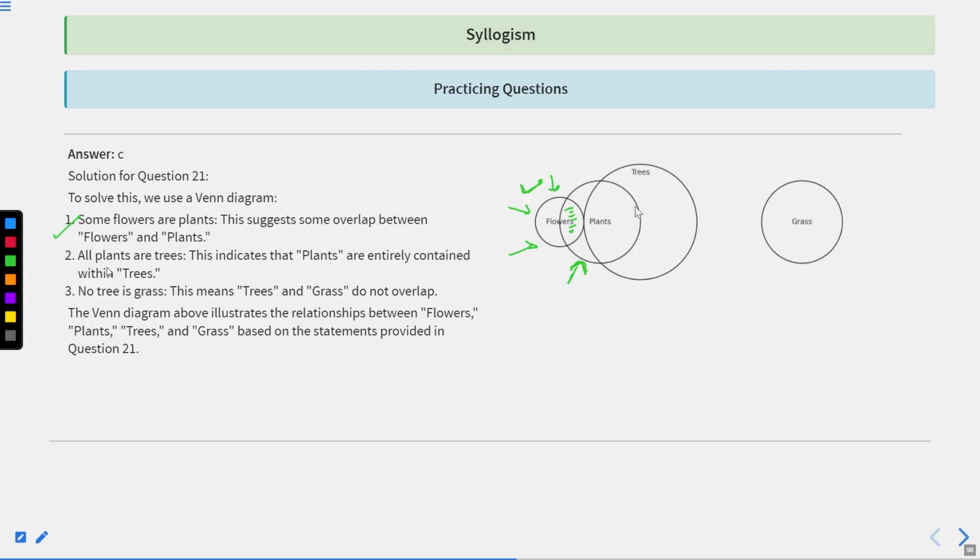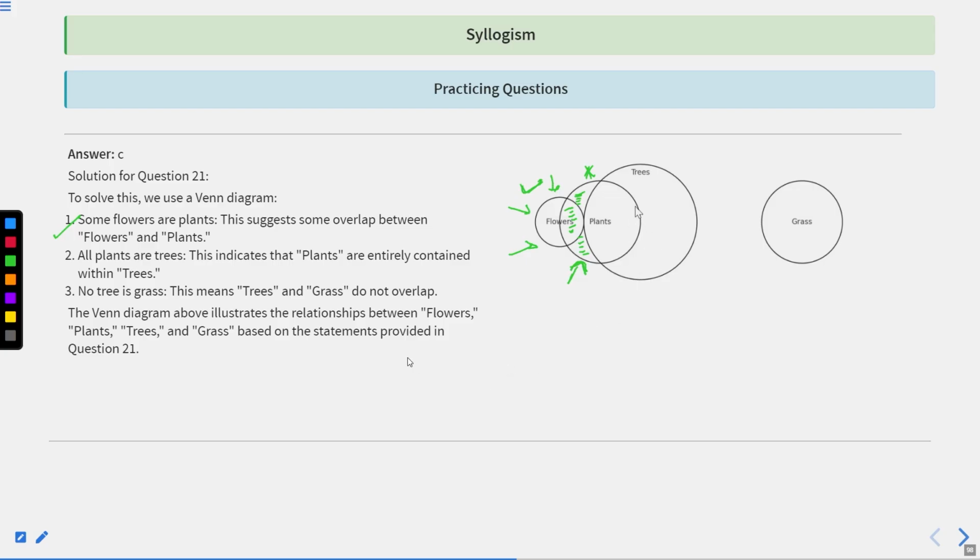Now, the second statement says that all plants are trees, my fellow dear students. So this particular diagram is showcasing that some of the plants are not trees. Therefore, the second statement is not drawn correctly according to the Venn diagram. So we'll have to draw it again.